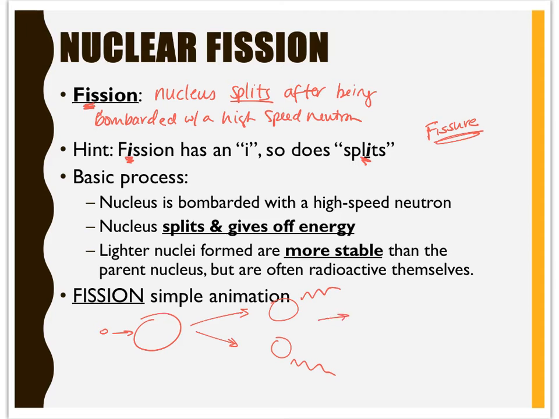And it also gives off, in fission, 3 more neutrons as byproducts. When the nucleus splits, these are going to be more stable than the original, but a lot of times these are still radioactive, and they'll undergo radioactive decay. They'll give off alpha particles or beta particles, or so forth. This is just that animation that Bill Nye kind of showed.